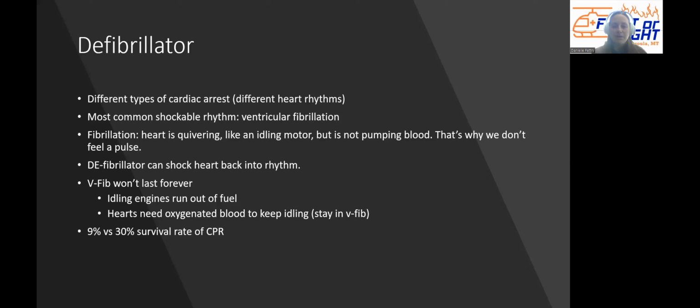One thing to keep in mind is that v-fib won't last forever. It's just like an idling motor. An idling motor won't run forever. When it runs out of fuel, it's going to stop. Well, our bodies don't run on fuel. They run on oxygenated blood. And so we can basically fake that gasoline getting to the engine by doing chest compressions.